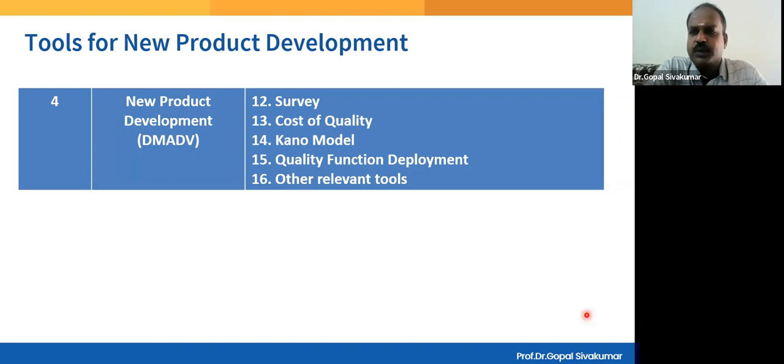And then for a new product development project using the DMADV methodology, we also call such a project a DFSS project, which means Design for Six Sigma. Over and above using all the other tools, you can also think of using tools like surveys, questionnaires, and tools such as cost of quality, which will include cost of good quality as well as cost of poor quality, and then Kano model, quality function deployment, and any other relevant tools.